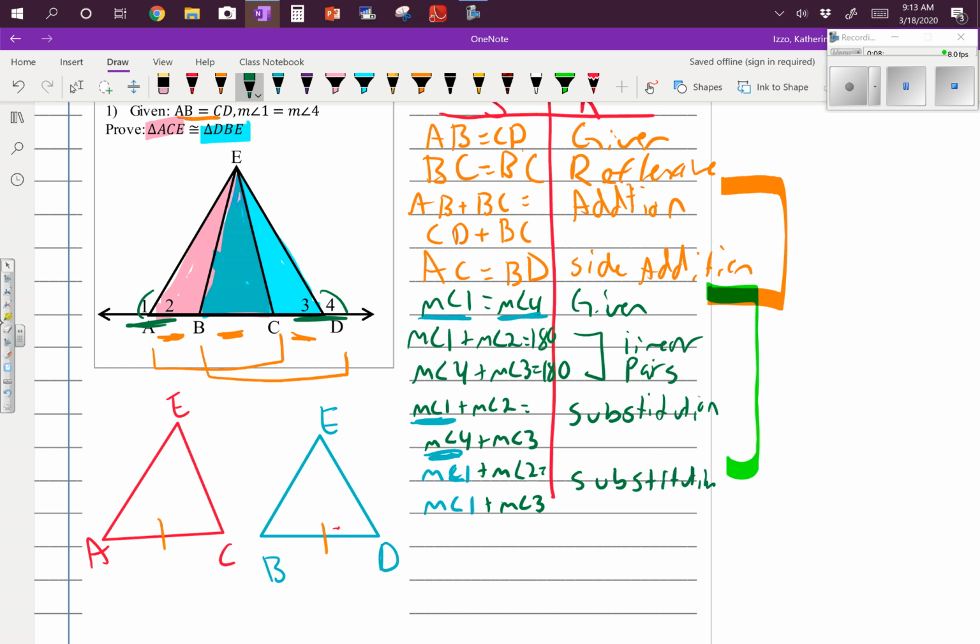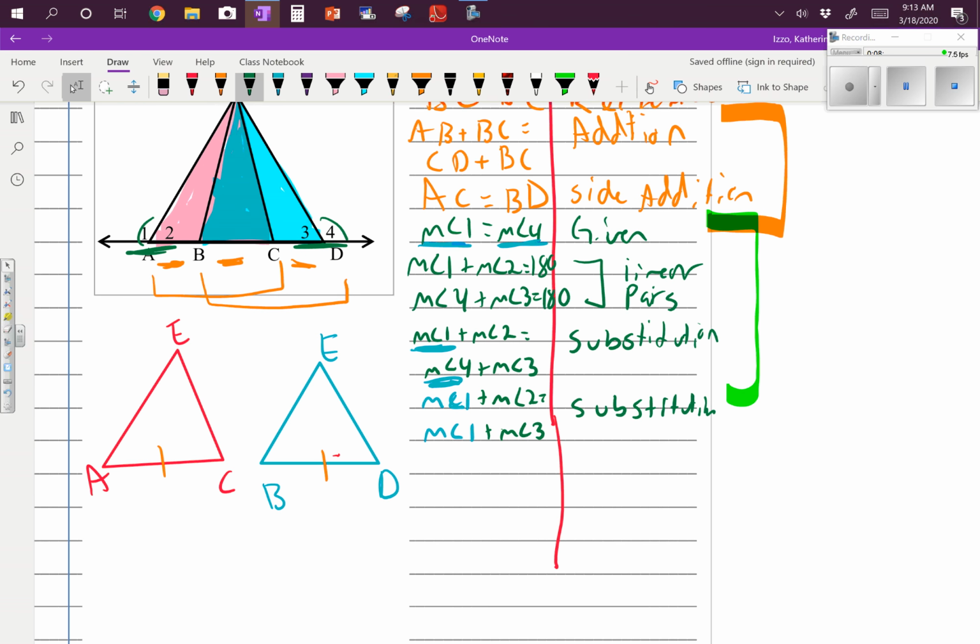And then the measure angle 1's cancel out. So when the measure angle 1's cancel out, that leaves us with measure angle 2 equals measure angle 3. Yay! That's exciting, isn't it, Squirrel? That's very exciting. And that right there is going to be subtraction.